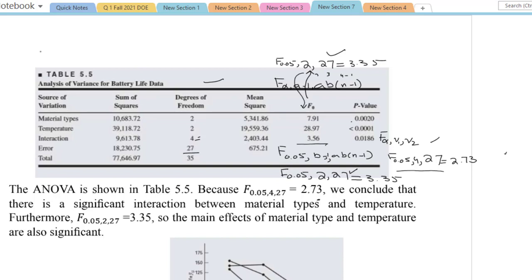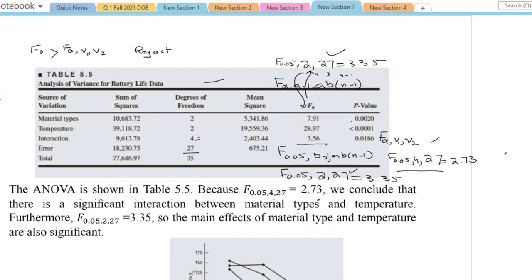Now you will have to make your decisions, and how will you make them? If our F naught value is greater than F of alpha, v1, v2, then we will reject the null hypothesis. I hope people are aware of this from this course and can form a null hypothesis. If not, I'm explaining the null and alternate hypotheses in a minute.